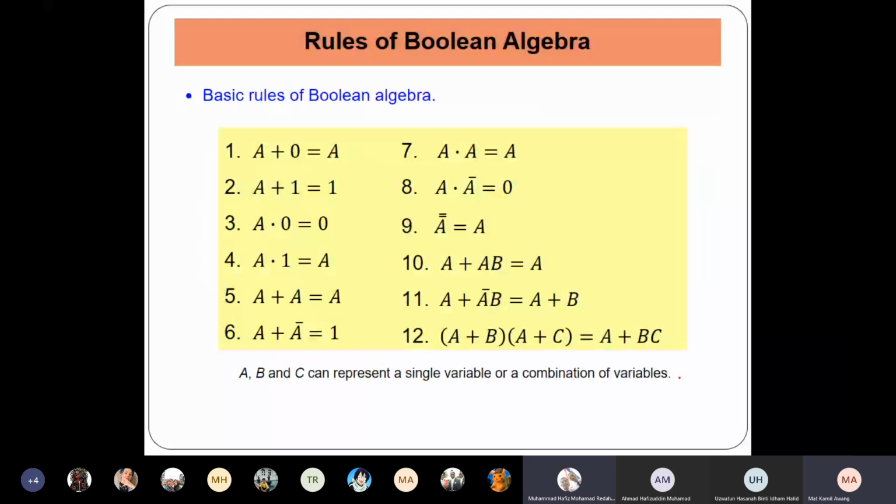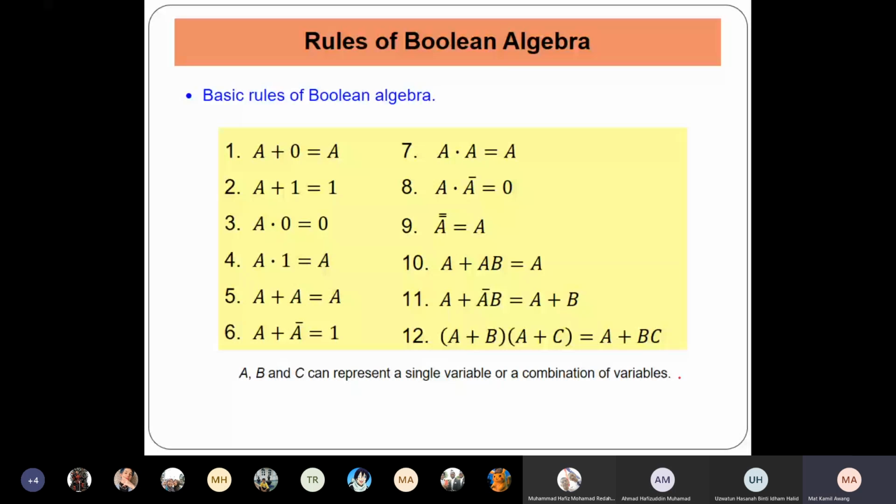These are some basic rules of Boolean algebra, right? We have 12 rules altogether. The first rule is that A or 0 is equal to A. That one is simple. A or 1 is 1. A and 0 is 0. A and 1 is A. A or A is A. A or A bar is 1.